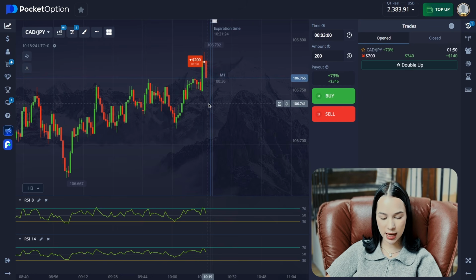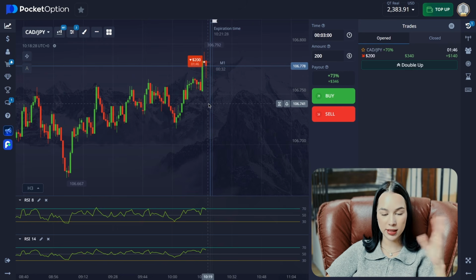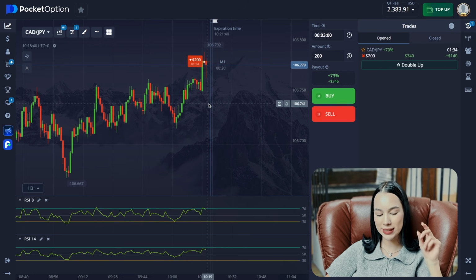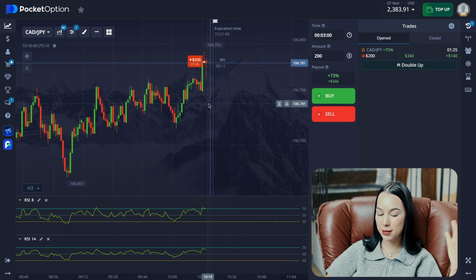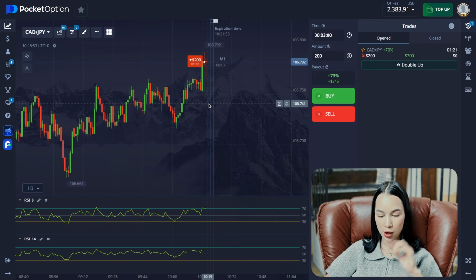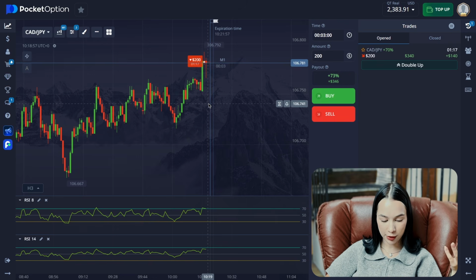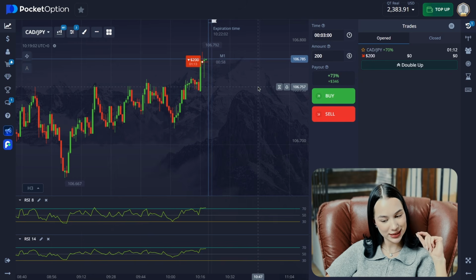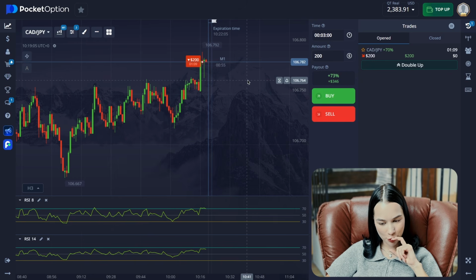Also, the stochastic can be added via the indicators menu. As you can see, it's all really easy. And for reliability, it is recommended to check the signal on 2 time frames. For example, you can mark the level on the 10-minute chart and enter on M2, M3, or M5. So now we have 1 minute 30 seconds till the end. We've got some upward move, but I hope it will change.